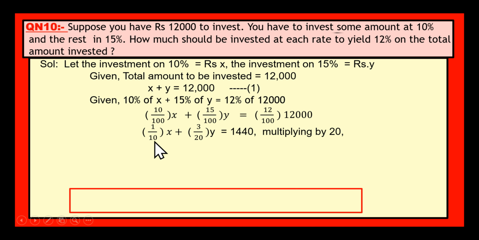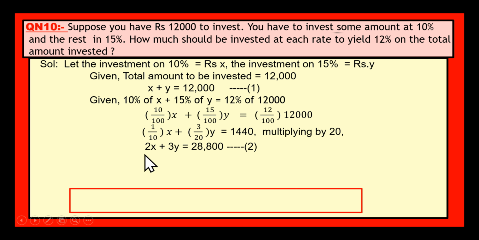Here the denominator is 10 and here the denominator is 20. LCM of 10 and 20 is 20. Therefore, let us multiply this total equation with 20. 20 into 1 by 10. This 10 in 20 2 times. Therefore, this is 2x. Plus 20 and 20 will be cancelled. 3y. 20 into 1440 is 28,800. This is the second equation.